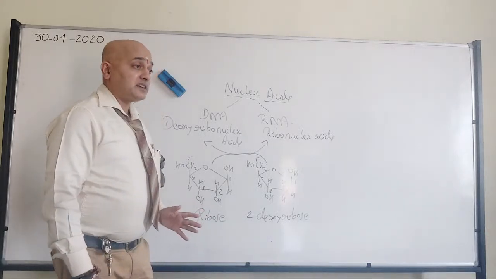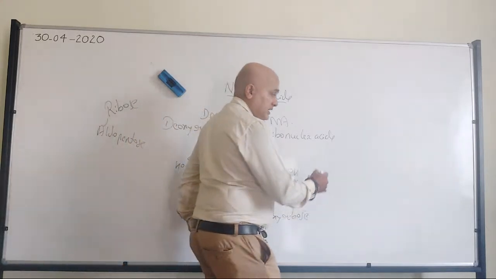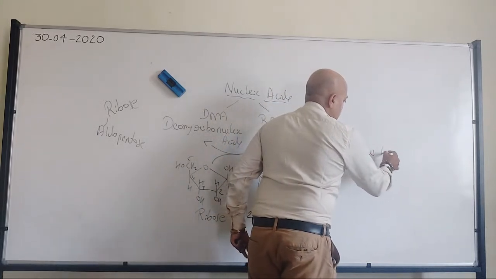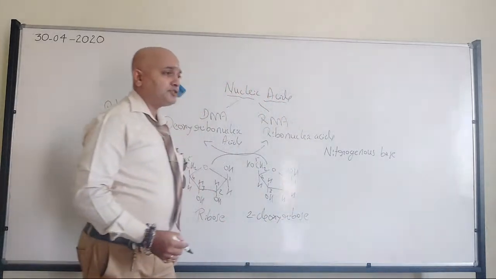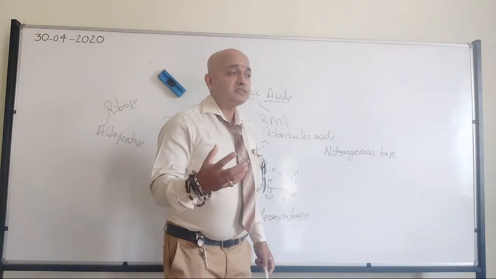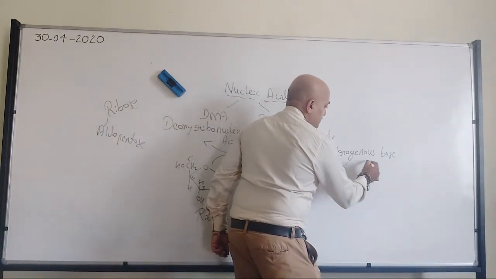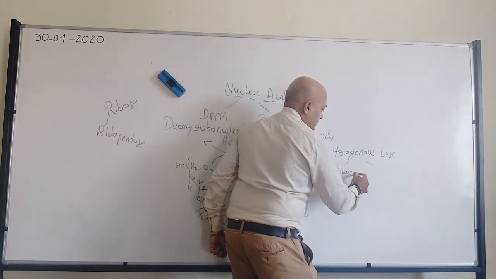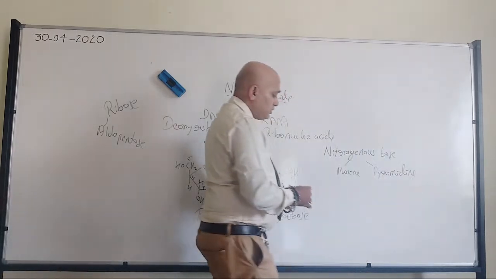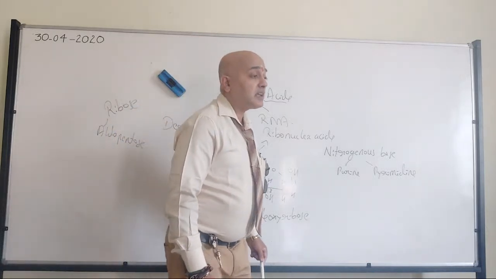Now along with that, we have to discuss nitrogenous bases. When I am talking about nitrogenous base, it is in the name itself. They are called a base due to the presence of nitrogen. Now, we have two types of nitrogenous bases: one is purine and another is pyrimidine. Both are heterocyclic ring molecules.